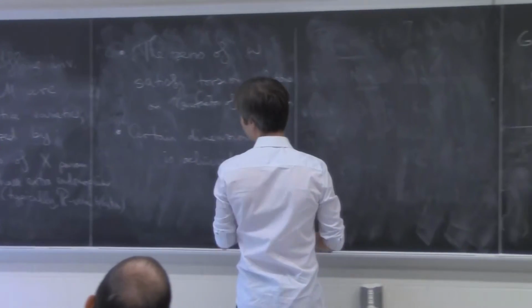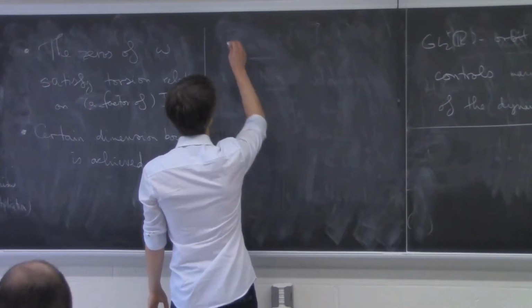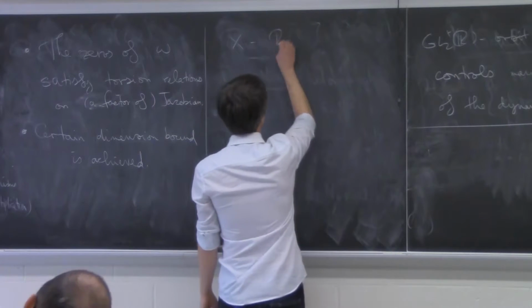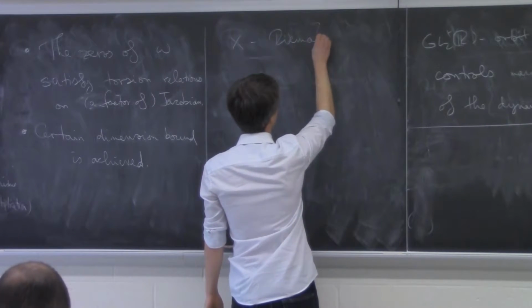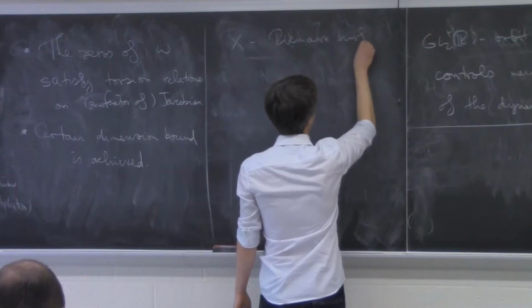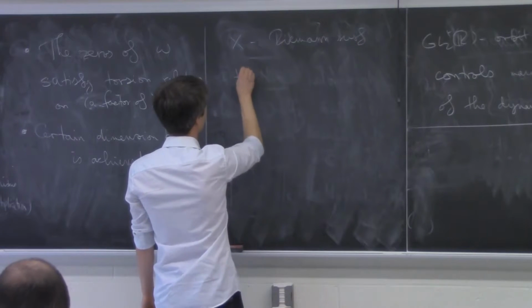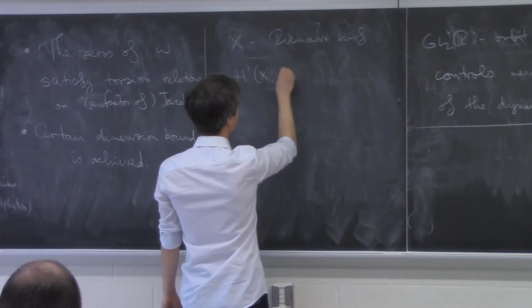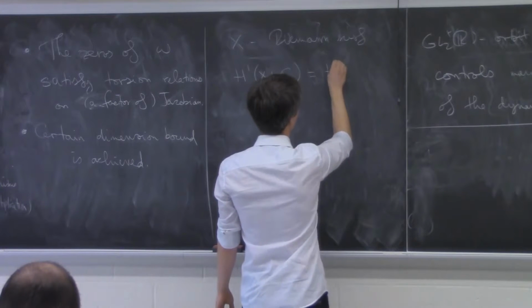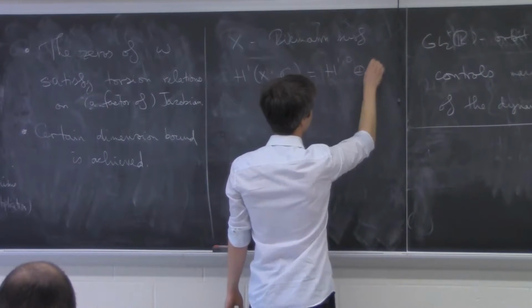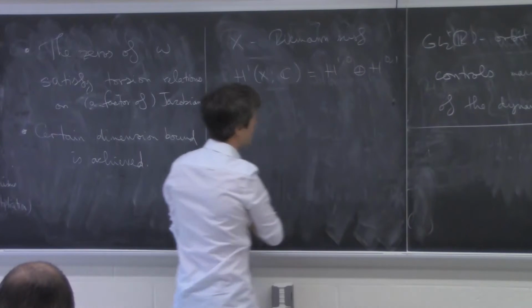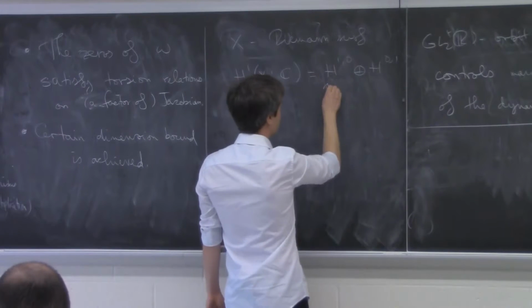So let me try to briefly say what the Jacobian is. If X is a Riemann surface, then you know that the complex cohomology decomposes into H10 plus H01. These are the holomorphic one forms.